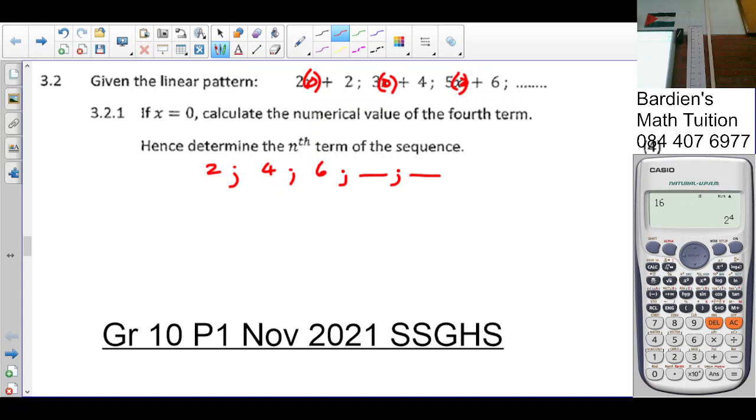So, how do I move from one to the next? I'm adding 2 all the time. So, therefore, the fourth term, this is term 1, 2, 3, the fourth term is going to be 8. So, therefore, T4 is going to be 8.